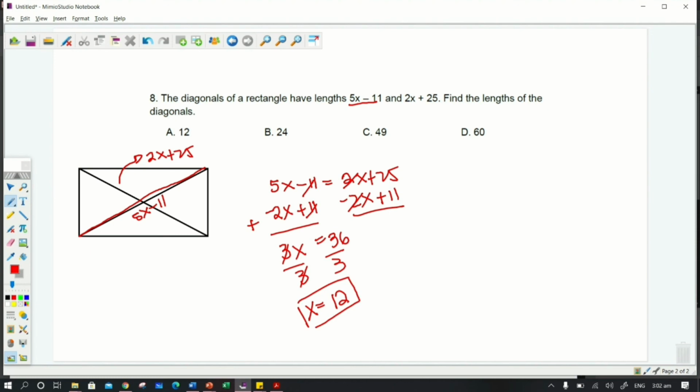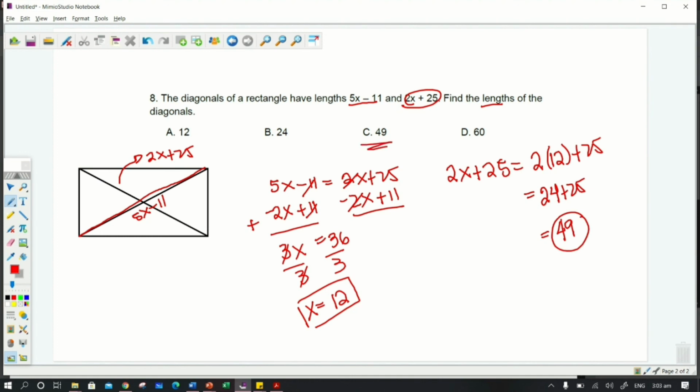So hindi pa tayo tapos. Ang tanong is length of the diagonal. So pwede tayong pumili ng kahit ano sa dalawa para makuha natin yung length ni diagonal. So let's say we're going to use 2x plus 25. So 2x plus 25 is equal to, substitute natin yung nakuha nating value ni x. So that's 2 times 12 plus 25. So 2 times 12, that's 24 plus 25. Then the length of the diagonal is 49. So that is letter C.